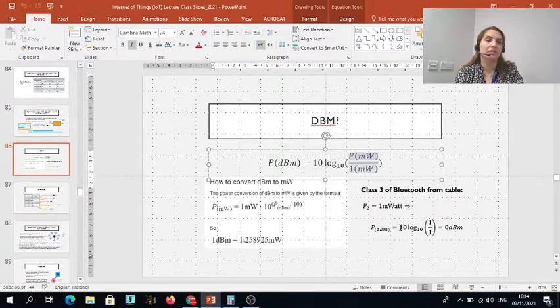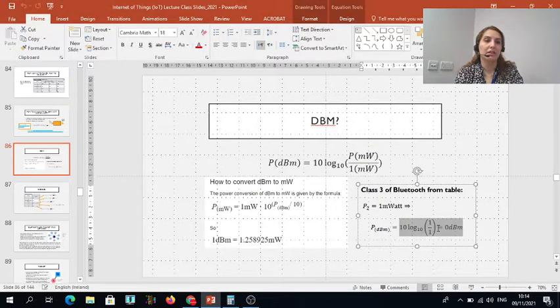So this is the equation. I'm just replacing the top, the power in milliwatt, with number 1. This one is coming from the table. And this one is coming from the definition, that P1 should be 1 milliwatt to give me the value in dBm. So this calculation is going to give 0 dBm. I have my calculation here.